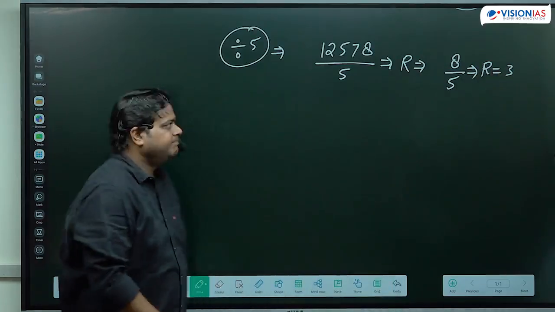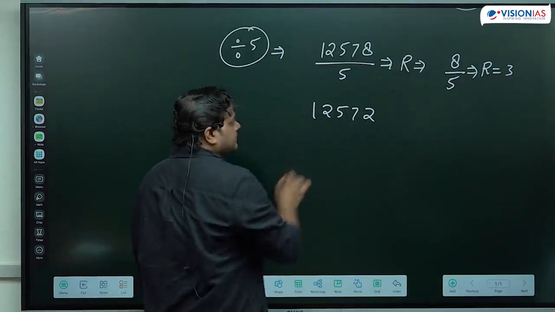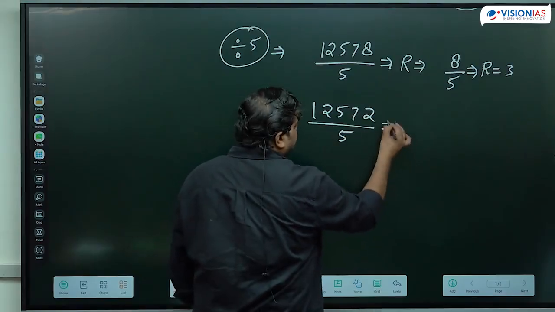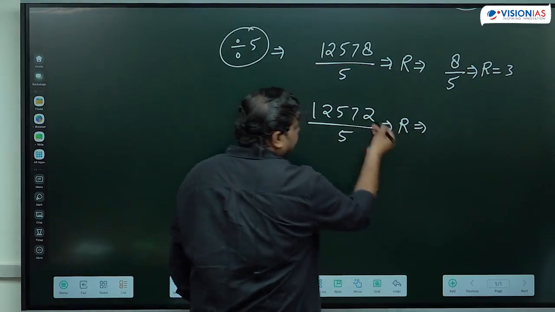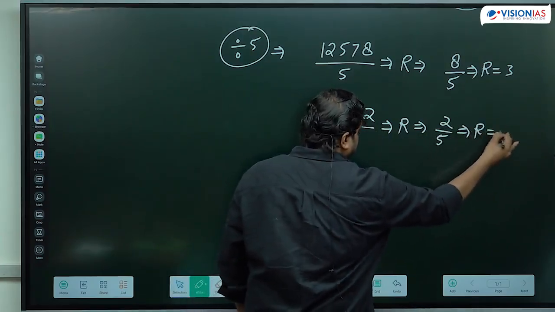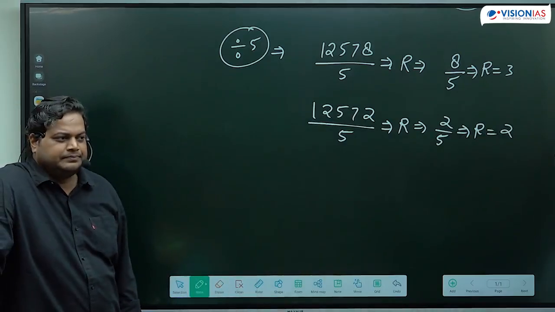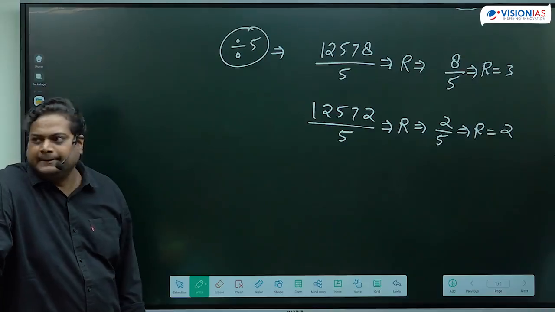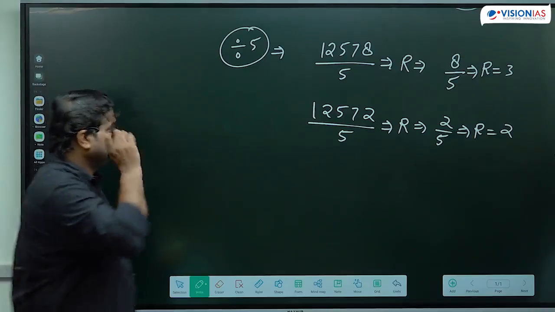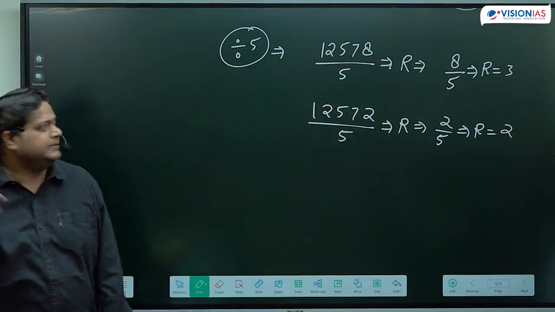3. If I write 1, 2, 5, 7, 2 divided by 5, what remainder we are going to get? 2 को we can divide by 5. What remainder we are going to get? 2. 2 will be our answer. So just by applying the divisibility rule, we can get the idea कि what remainder we can get.